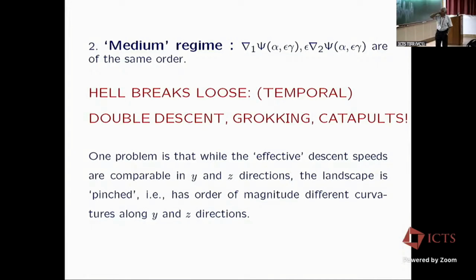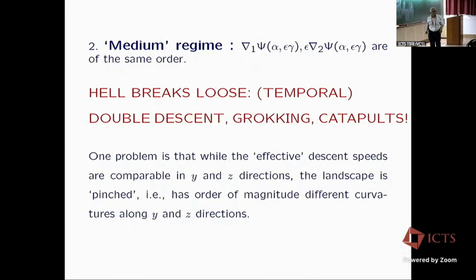So this medium regime is when these are comparable. They can be comparable because, see, you have come to a point where for this gamma, the gradient in the first variable has decreased to a certain level, so it's small. The gradient with respect to the second variable may not be small, but you have multiplied it by epsilon. So before that takes over, there can be a patch where they are comparable. And all hell breaks loose.